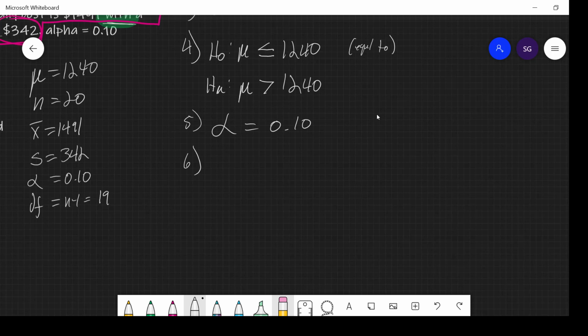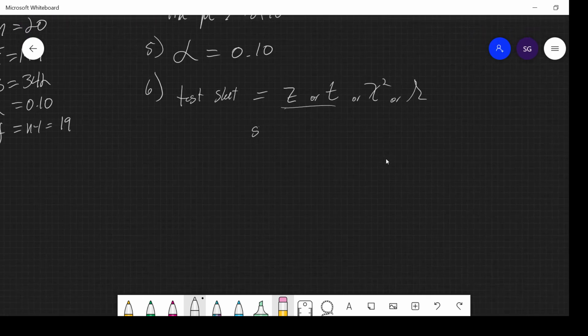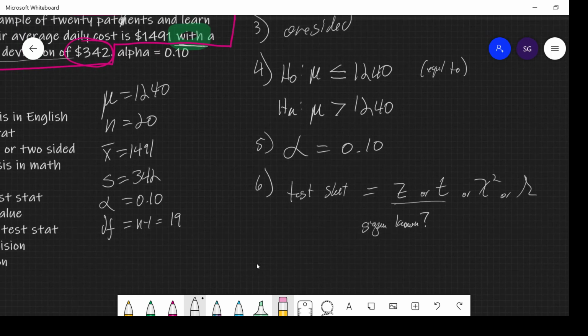Step 6, test statistic. All right. So test stat. In this case, you're asking what is the stat associated with the distribution. This could be a z, or it could be a t, or it could be a chi-squared, or it could be a lambda, or whatever. Most of the time, we're going to deal with z's and t's. And so this question is, do we know sigma? Is sigma known? I have a cheat sheet right here, and this is S, right? Which tells me that the standard deviation comes from the sample, not the population. Is sigma known? No, sigma is not known.